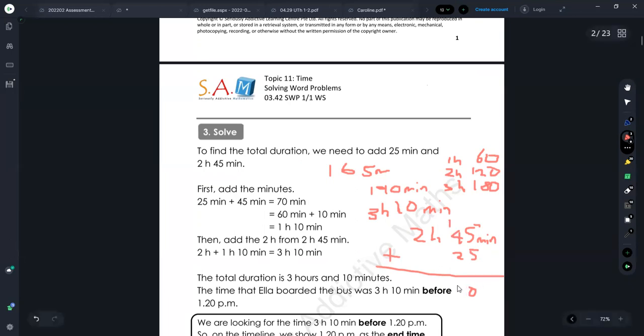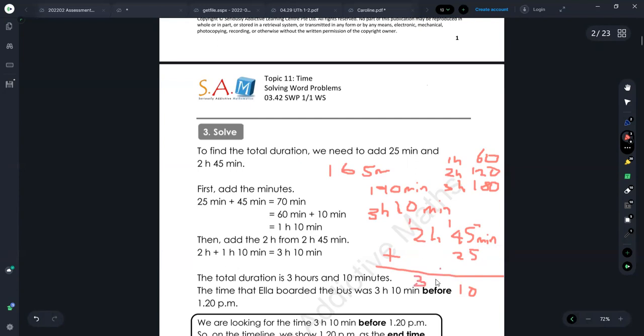But we know that we cannot have 70 minutes here, because this is in minutes. The maximum is 60, and once you reach 60, you have to convert it into an hour. So 70 minutes means that you have 1 hour. You need to regroup it, and then 70 minus 60 equals 10. Then 1 plus 2 equals 3 hours.